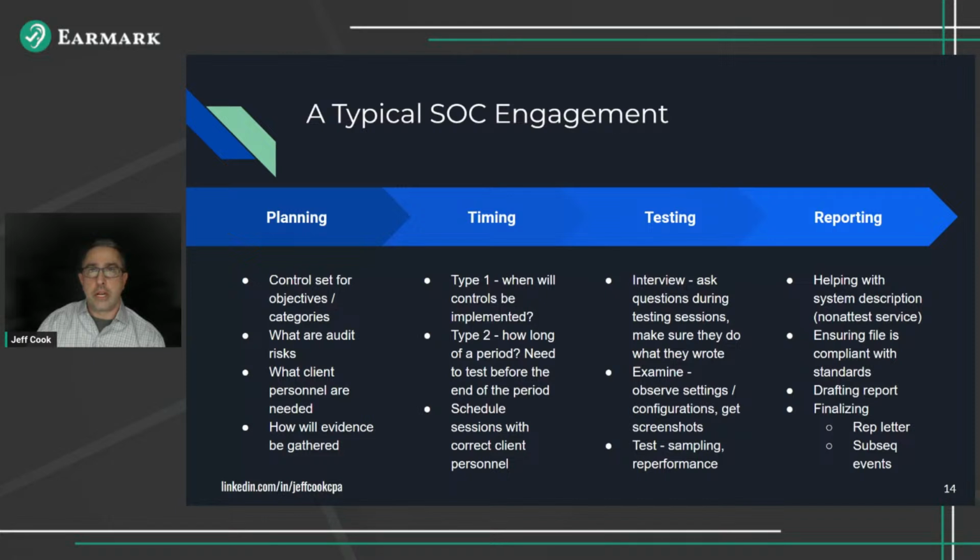What client personnel are needed? So are you going to need the IT administrator? You're going to need the head of HR, et cetera. Who are you going to need? Get that scheduled for interview sessions.